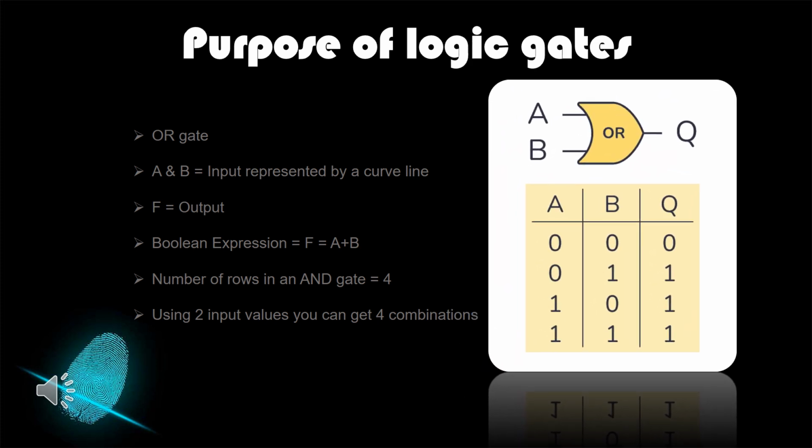OR gate. The OR gate gives an output of 1 if either or both inputs are 1. Its Boolean expression is F equals A plus B. Again, we have four combinations with two inputs.